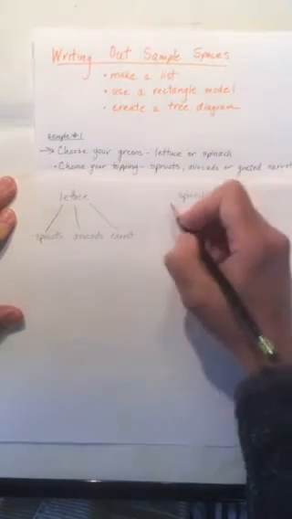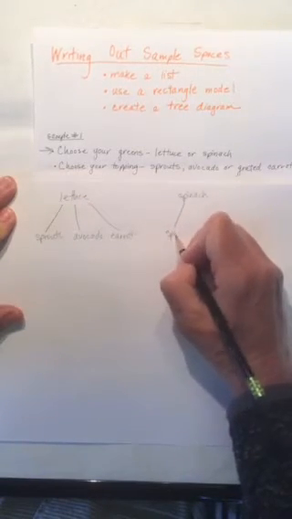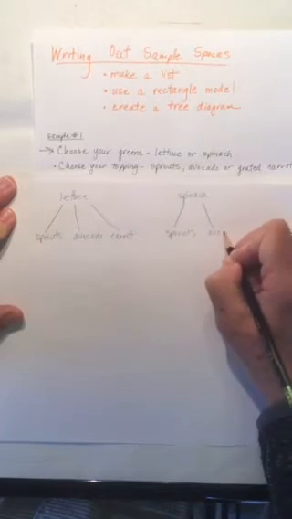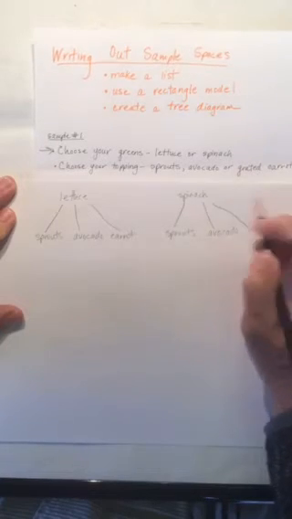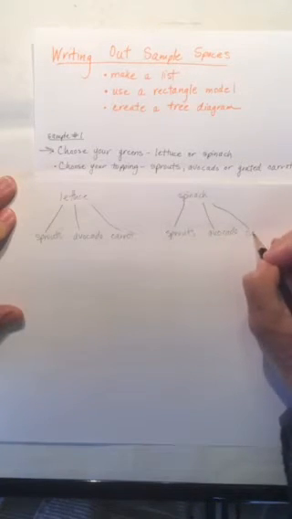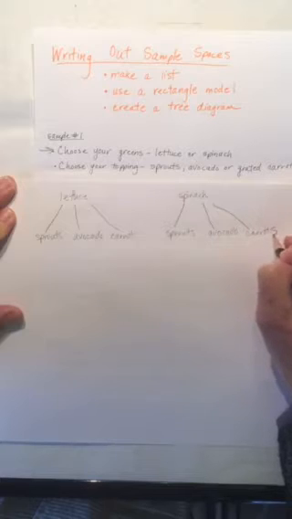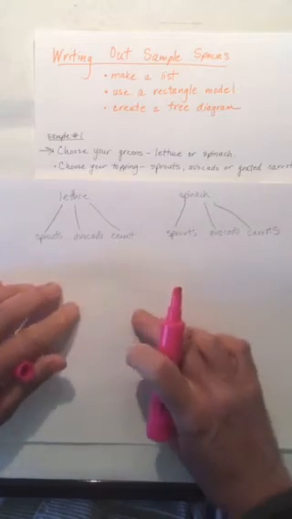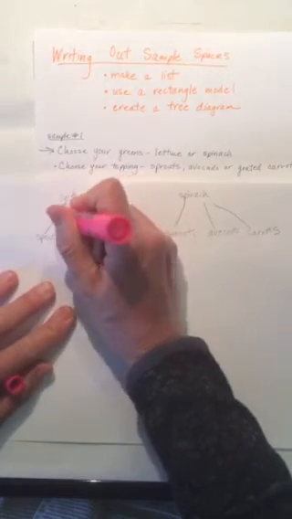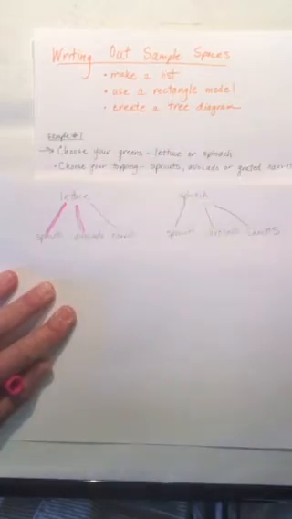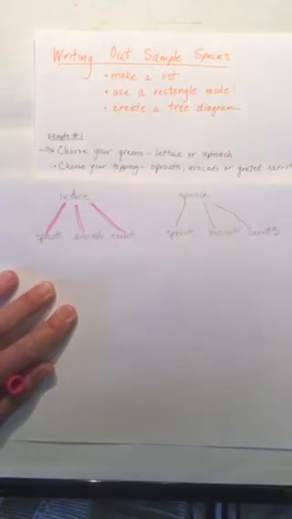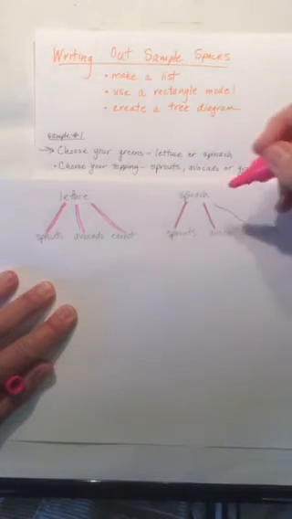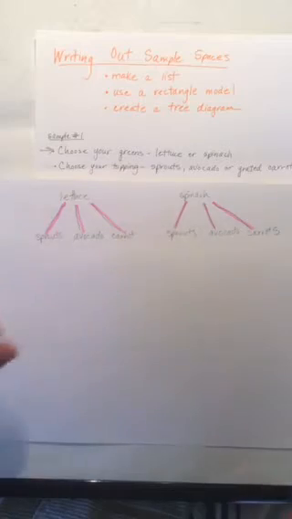And same thing with the spinach. I could go with spinach and sprouts. I could go with spinach and avocado. Or I could go spinach and carrots. So I'm going to take my highlighter so that we can really visualize how many different combinations we have. I've got the lettuce sprouts, lettuce avocado, lettuce carrot. I've got the spinach and sprouts, the spinach and avocado, or the spinach and carrots.